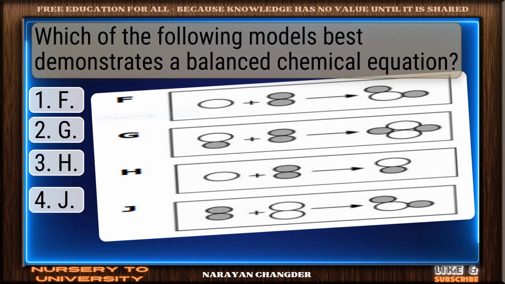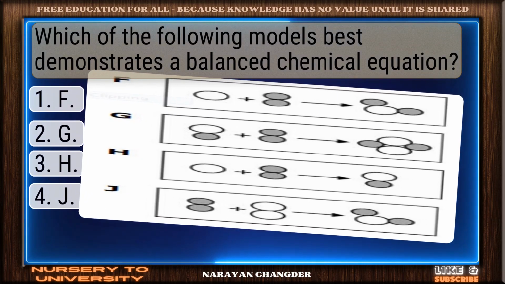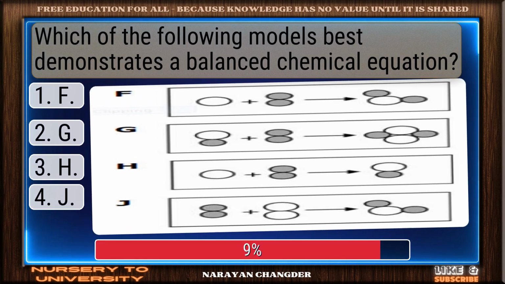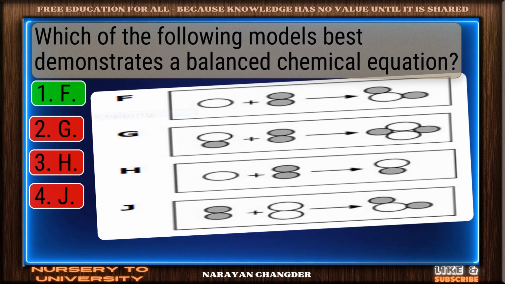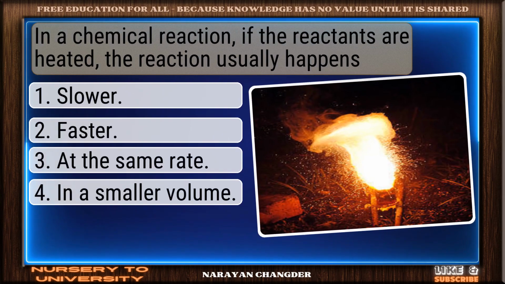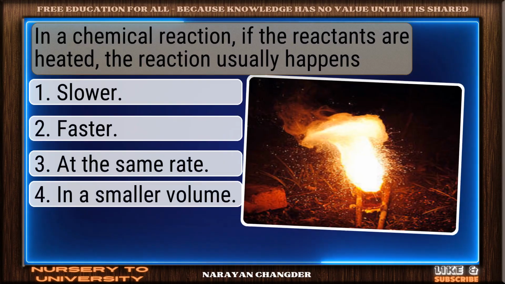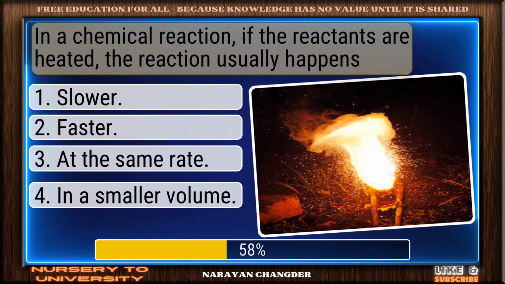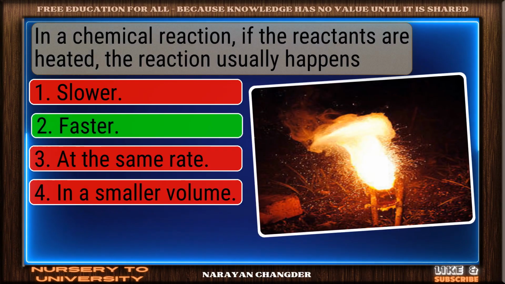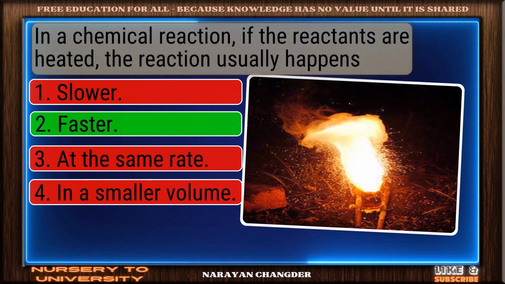Which of the following models best demonstrates a balanced chemical equation? On track. F is correct. In a chemical reaction, if the reactants are heated, the reaction usually happens? Right choice. Faster is best.